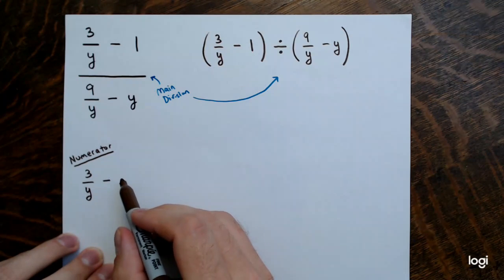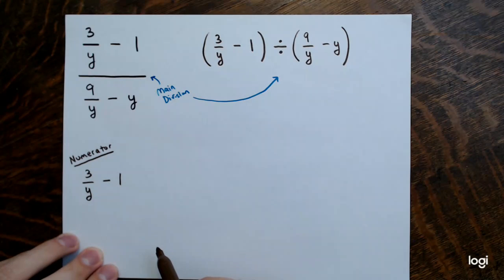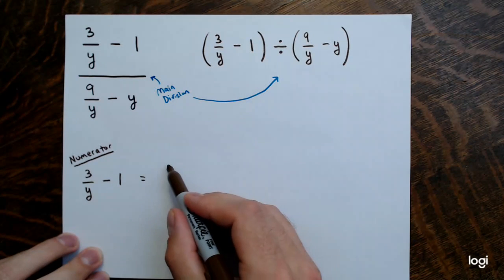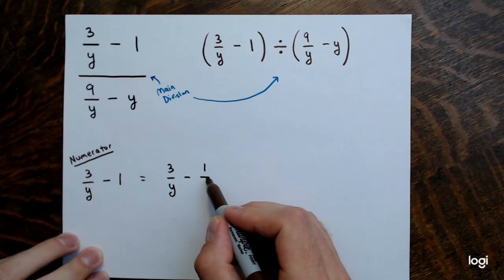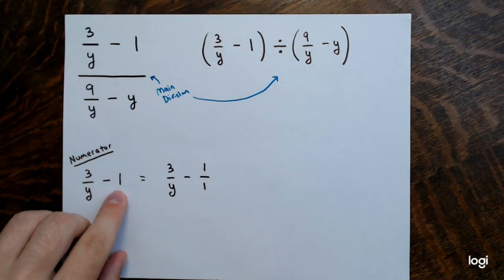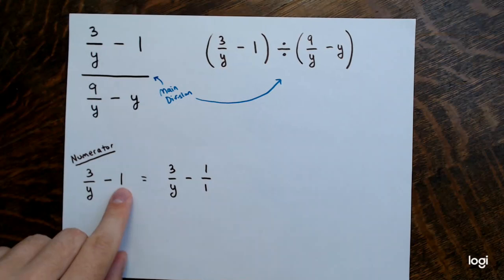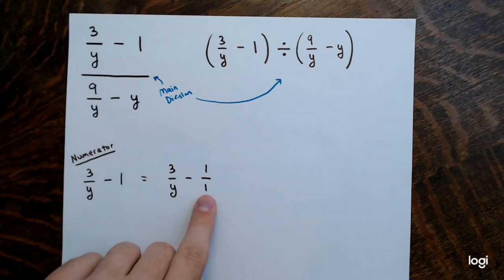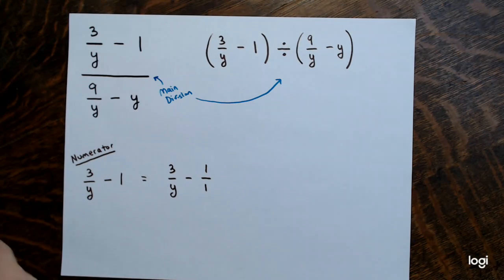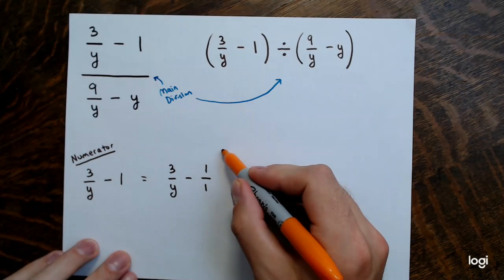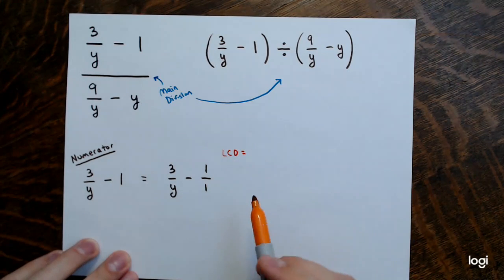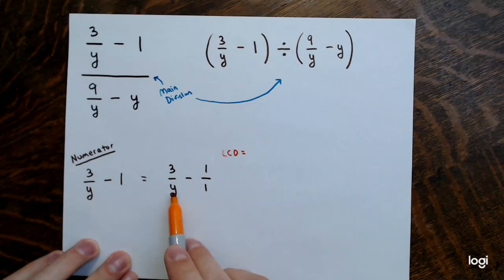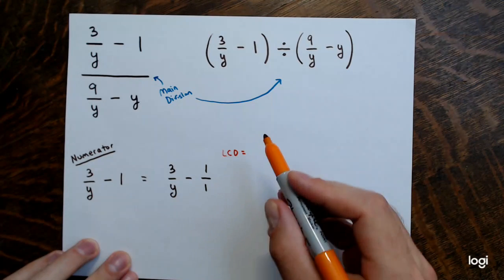Now remember, when I say 3/y minus 1, that's 3/y minus 1/1, right? Again, this thing doesn't have a denominator, so technically you can always say it has a denominator of 1. The LCD, the least common multiple of the denominators, the least common denominator, is just y. There's a factor of y in this, just 1 in that denominator.